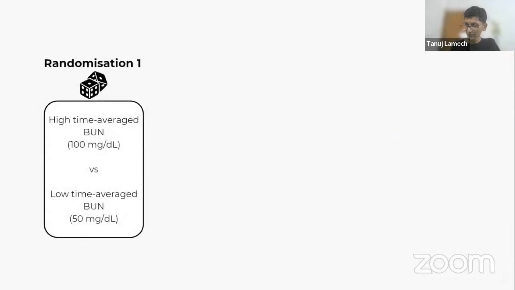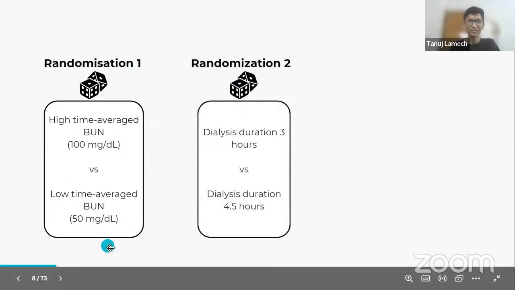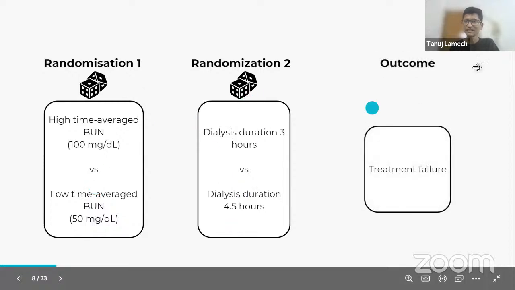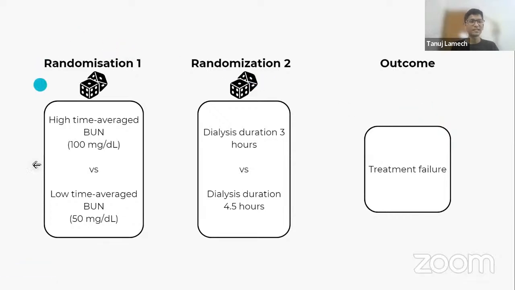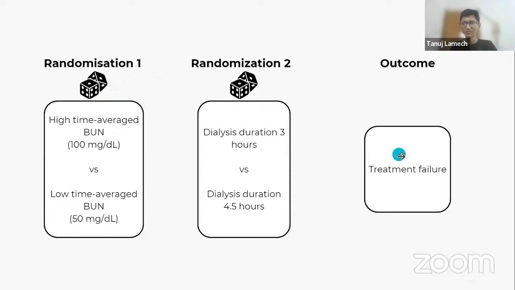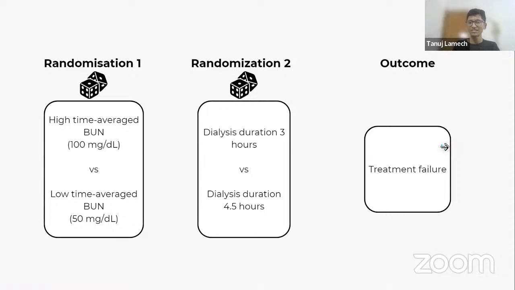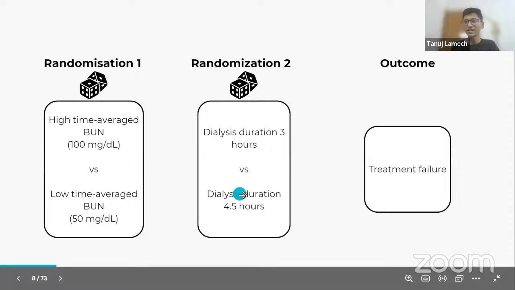This is basically a 2x2 factorial trial design. For anybody who doesn't know what a 2x2 factorial trial design is, basically each patient is randomized twice. They get one randomization followed by a second randomization, and then you look at the outcome. The beauty of a 2x2 factorial trial design is that you can assess independently the effect of the first randomization on the outcome and the effect of the second randomization on the outcome. So you can basically do 2 RCTs in one by using a 2x2 factorial design.